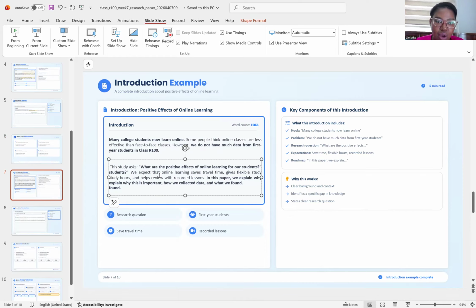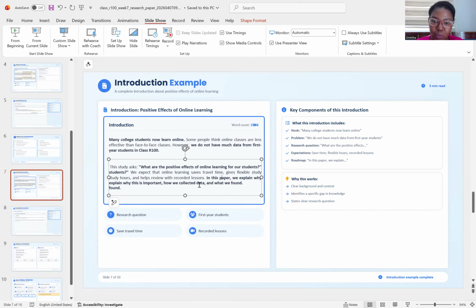This study asks, what are the positive effects of online learning for our students? That is the research question. Then it says we expect that online learning saves travel time, gives flexible study hours, and helps review with recorded lessons.